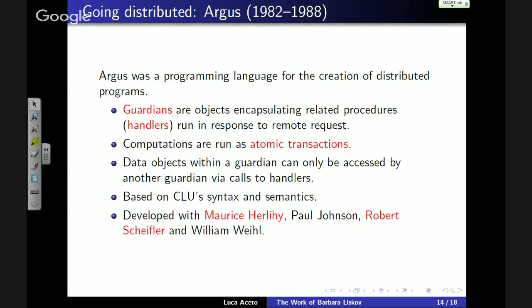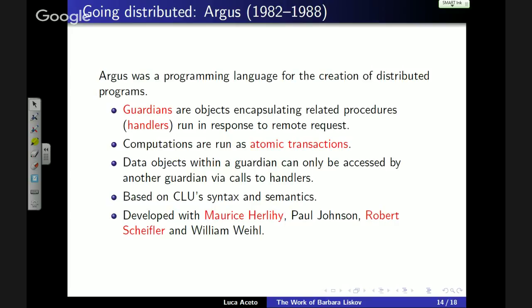Another thing that should ring a bell by now is that guardians do not expose the structure of their private data to other guardians. The only way the others have to access the data of a guardian is by calling handlers. You can see it's the same ideas over and over again, but now in a distributed setting. So not surprisingly, this language was very much based on CLU's syntax and semantics. Well, if you have a winning team, you don't change it, do you? Well, you can change it at your own risk.